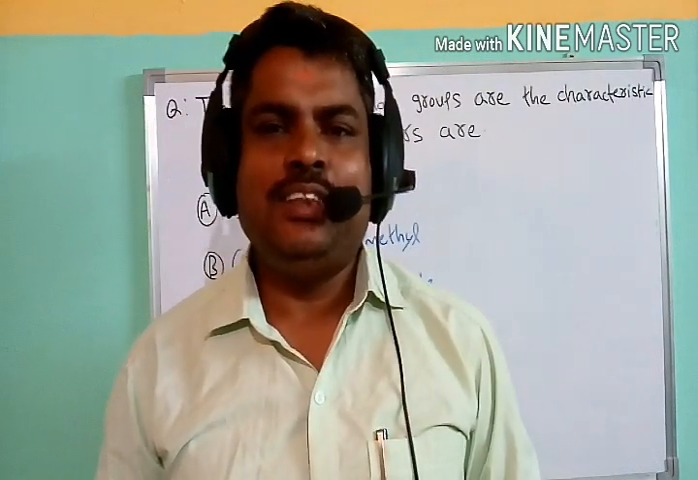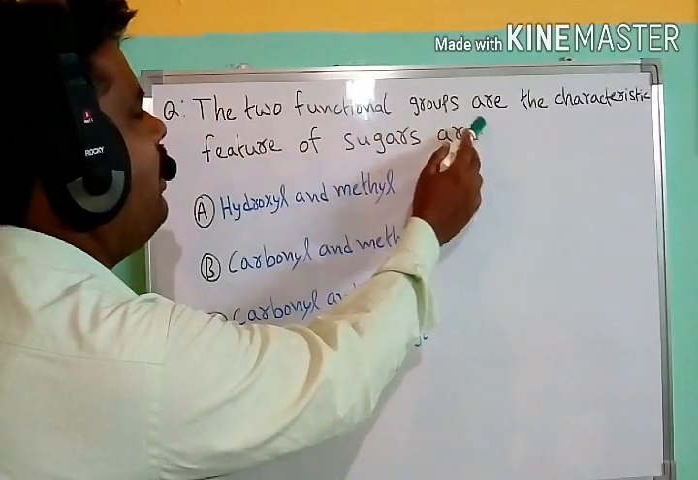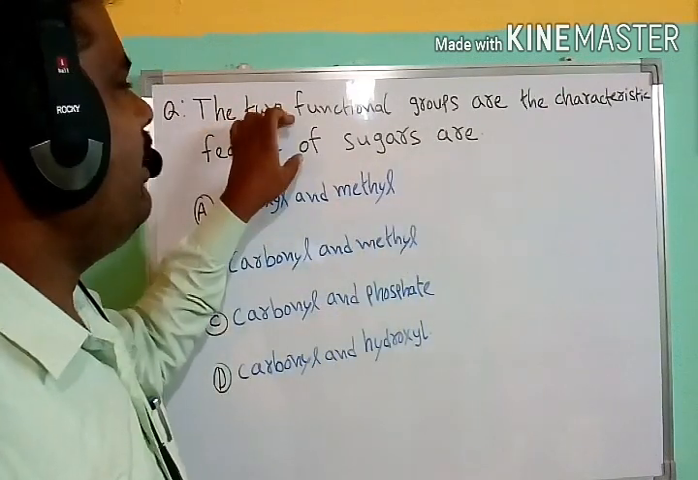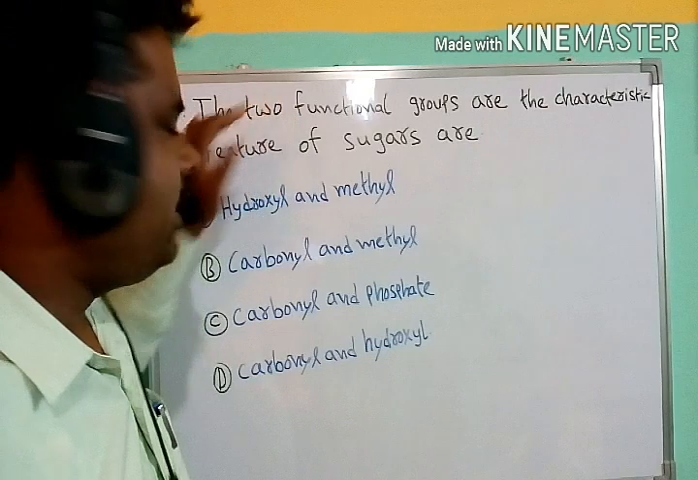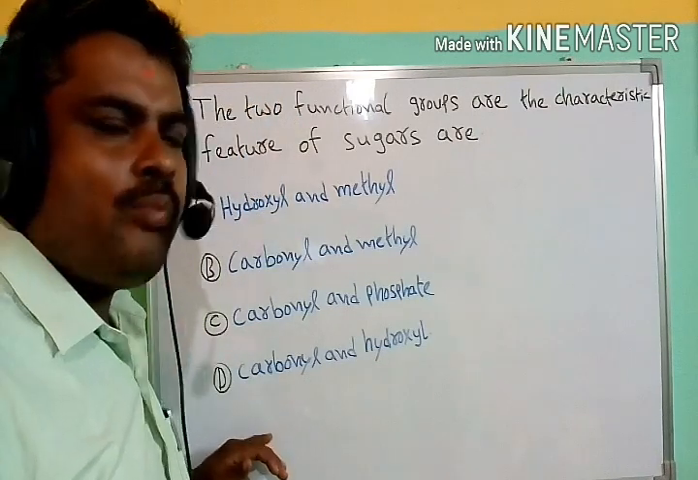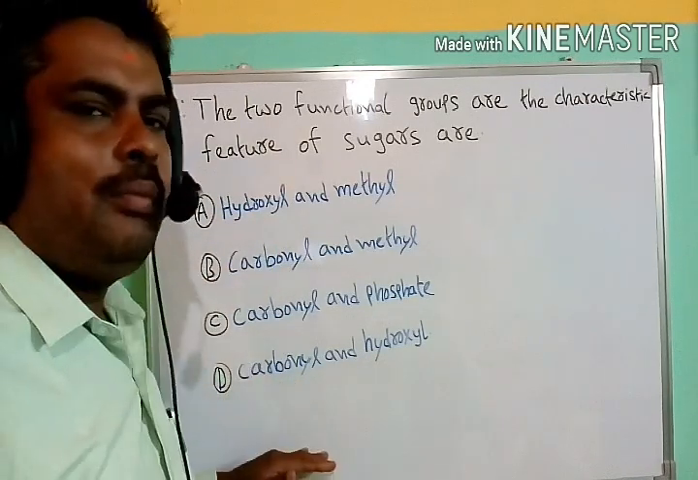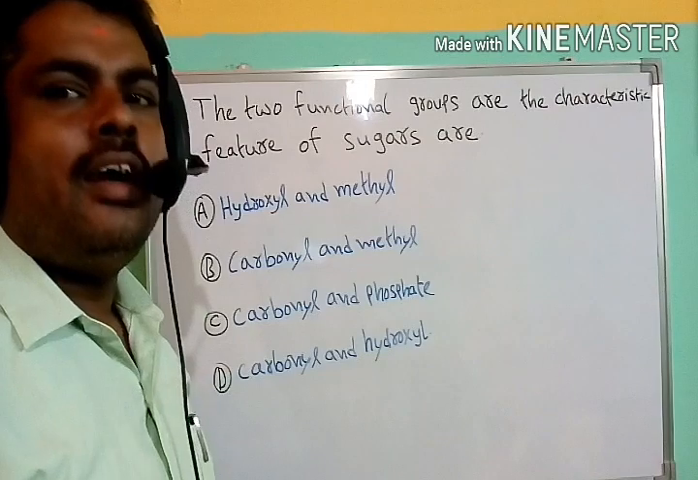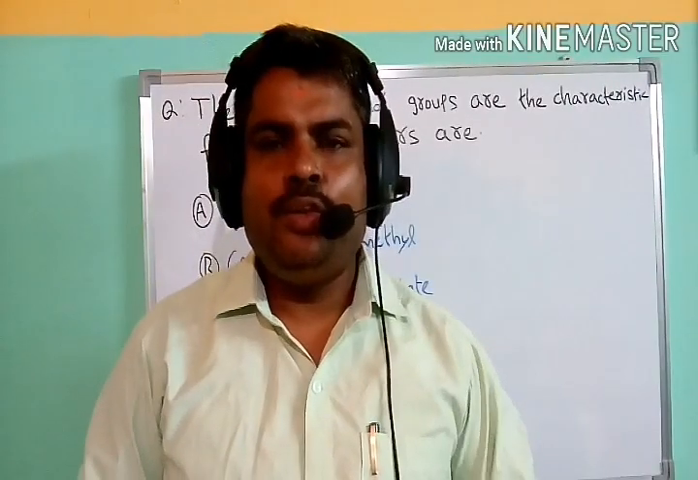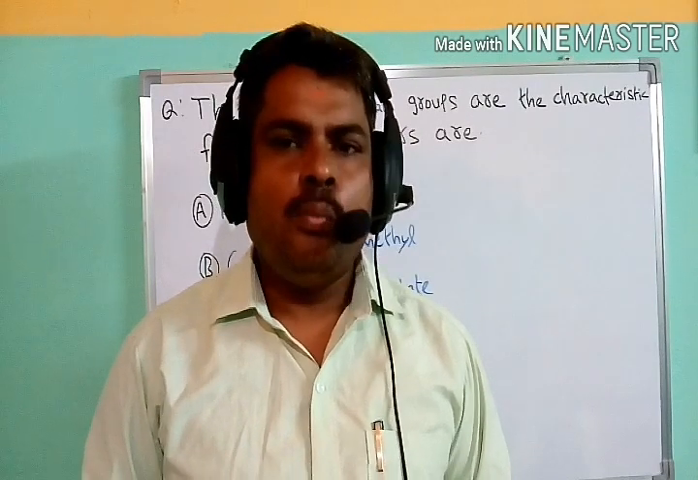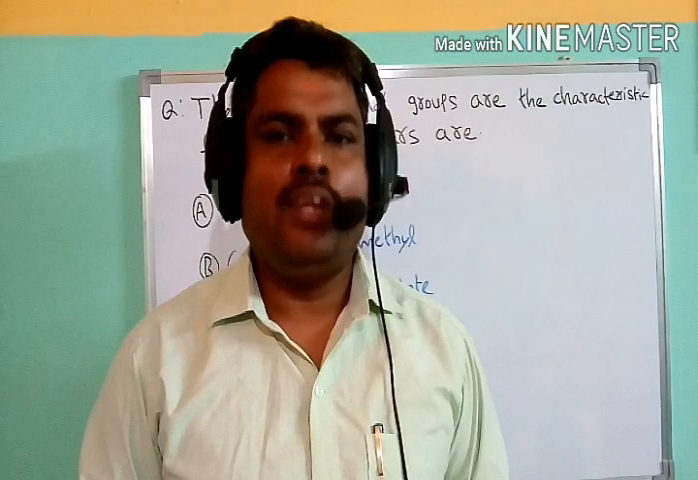In this class we are going to discuss some of the multiple choice questions related to biomolecules. The two functional groups that are the characteristic feature of sugars are: here they have given some of the functional groups related to sugars. Among all these functional groups, which functional group is mainly present in sugars? As we know, the specific substituents present on molecules are commonly called functional groups.